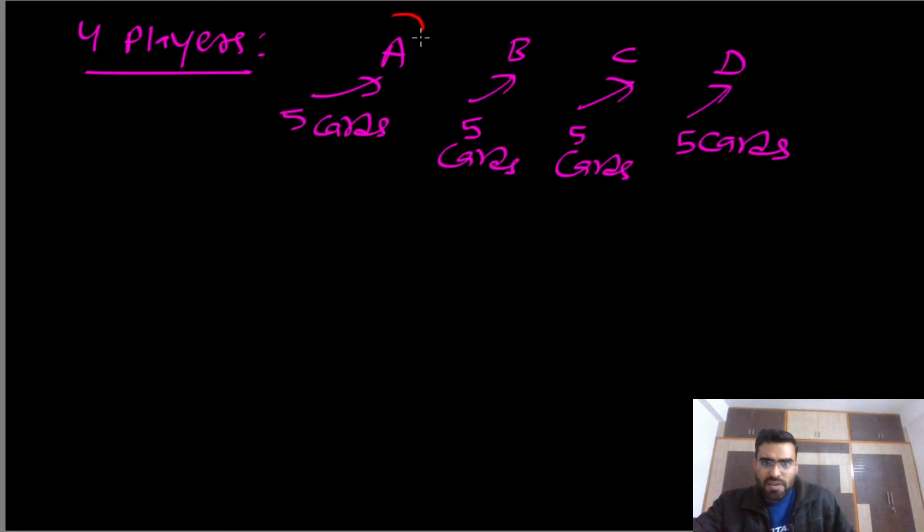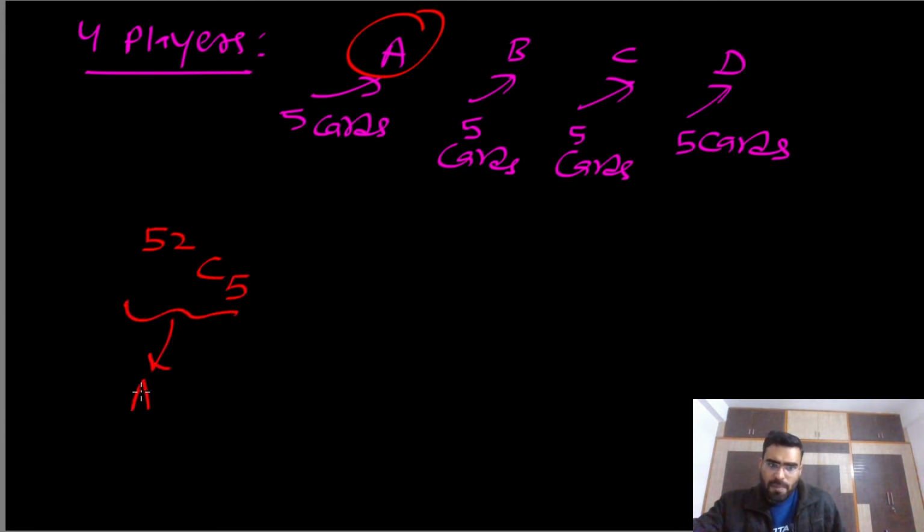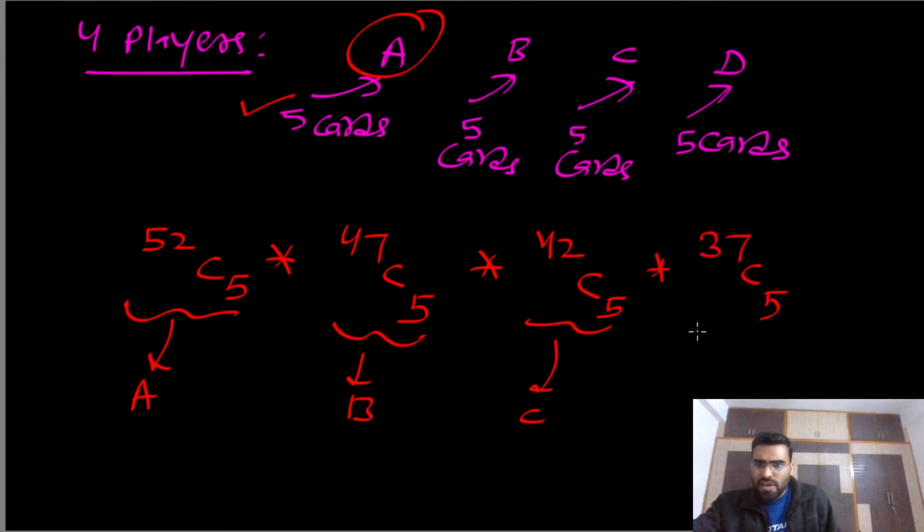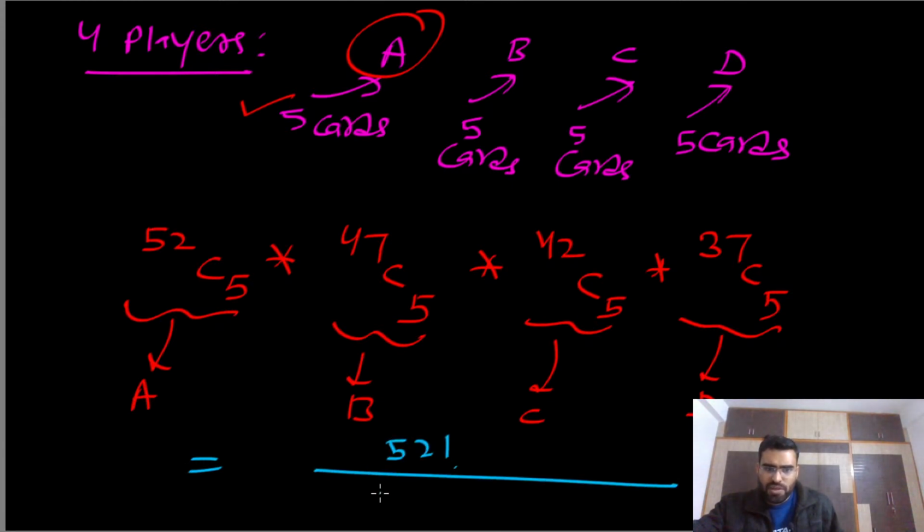This A should get 5 cards. So from 52 cards I can select 5 cards and give to A. Now A has 5 cards. From the remaining, I can select 5 and give to B. From the remaining, I can select 5 and give to C. From the remaining, I can select 5 and give to D. This is your answer. If you solve this, you are going to get 52 factorial divided by 5 factorial, 5 factorial, 5 factorial, 5 factorial, 32 factorial.